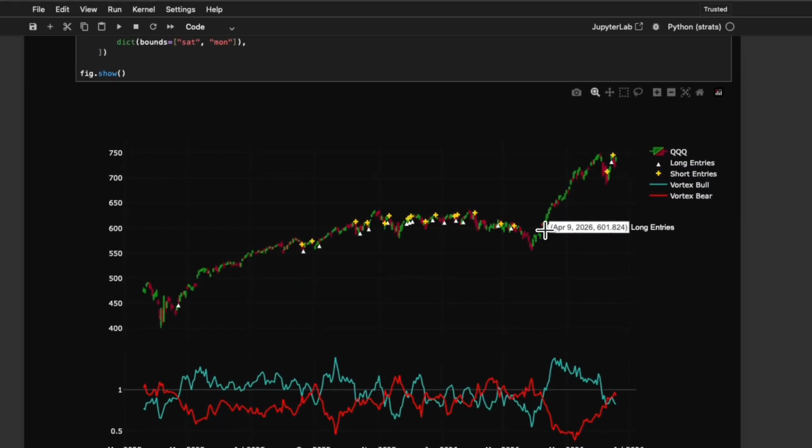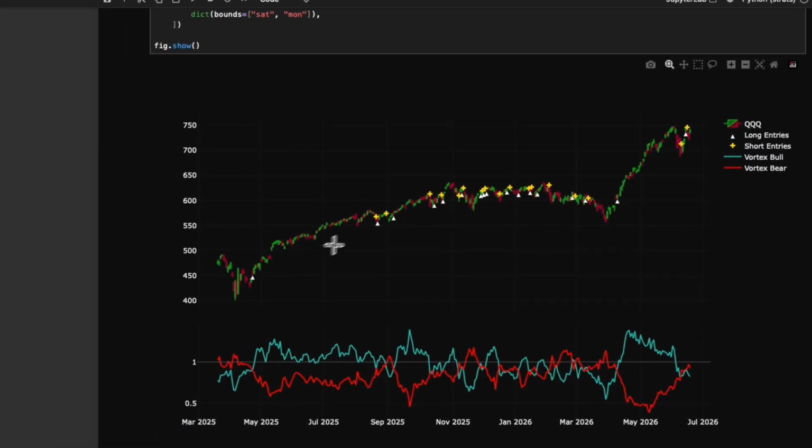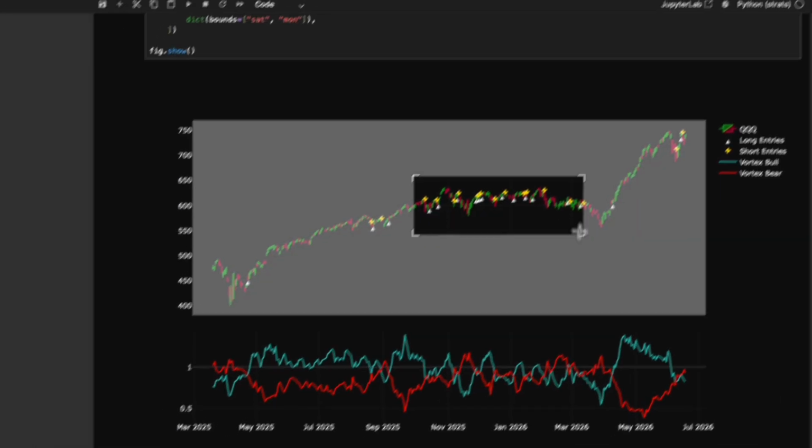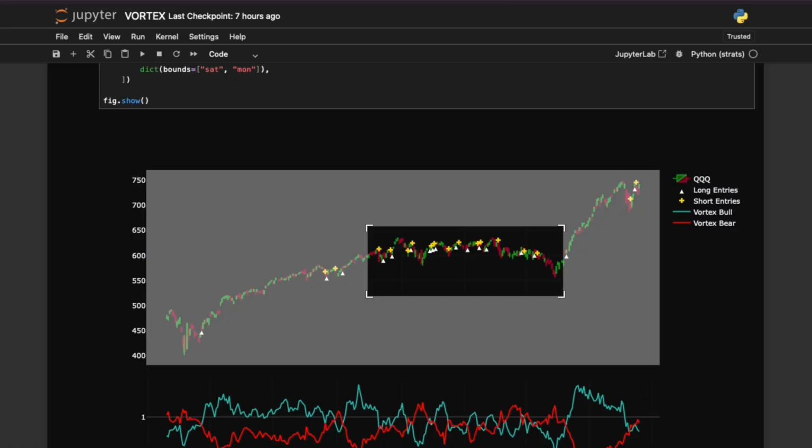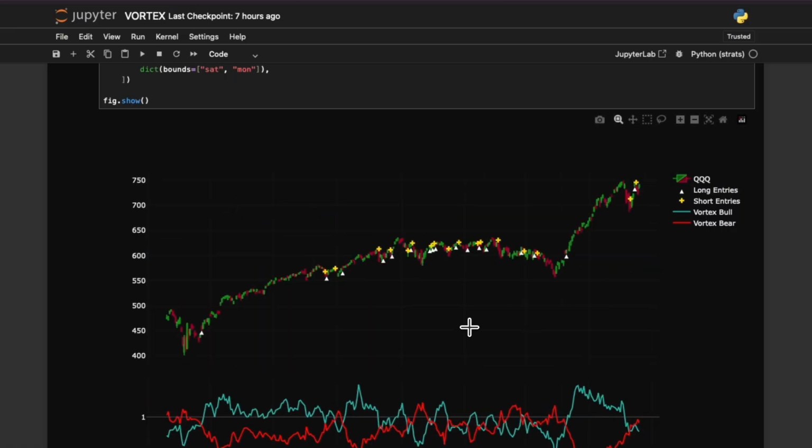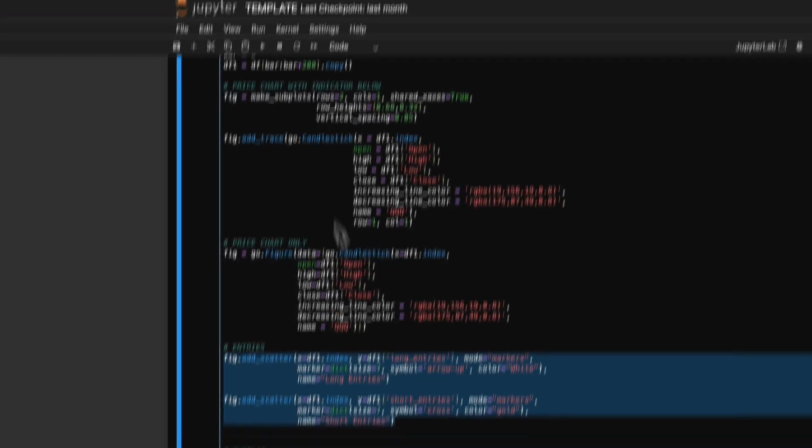Like for example here, we buy here and we don't sell until there, or we buy here and we don't sell until here. But this kind of action where it's flat or sideways to down is going to absolutely murder your return. So let's just test that out anyway.